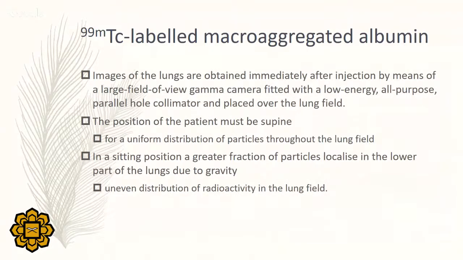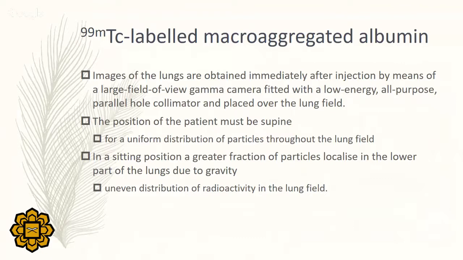So how do you get the image? Immediately after injection, you use a gamma camera fitted with a low energy all-purpose parallel collimator, and you place it over the lung field. I'll talk about why the patient must be supine. The reason is you want a uniform distribution of the particles throughout the lung. If you administer while the patient is seated, the particles will be localized very highly in the lower parts of the lungs. This happens due to gravity. Gravity does affect it, so it will cause uneven distribution of the radiopharmaceutical in the lung field.